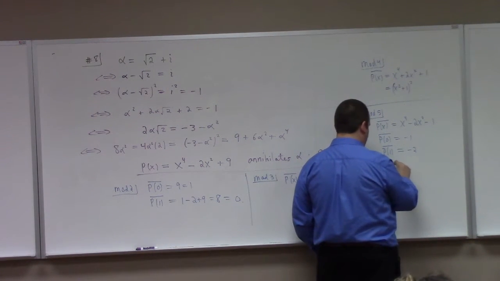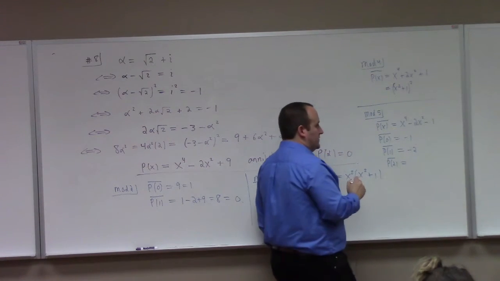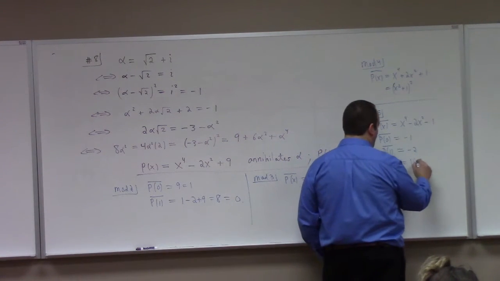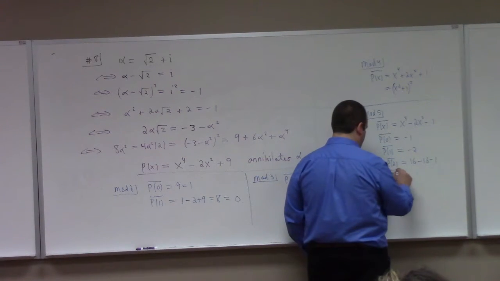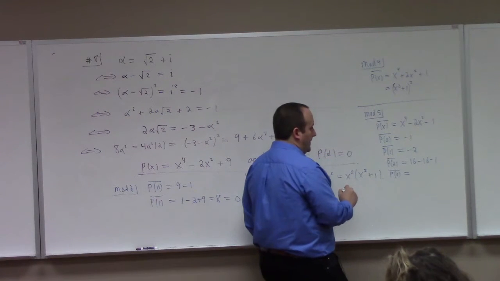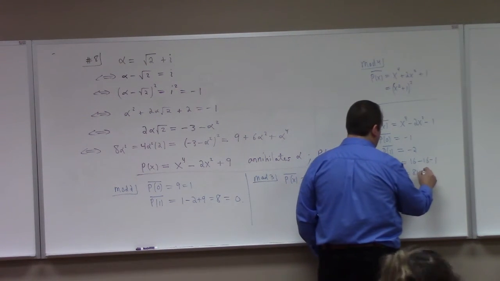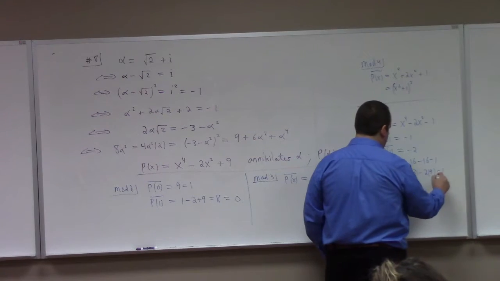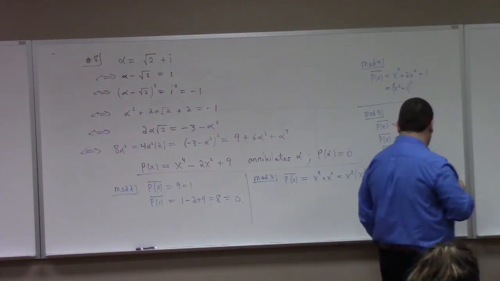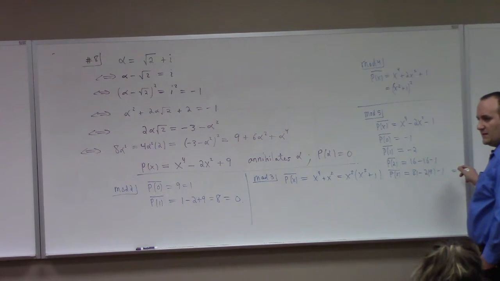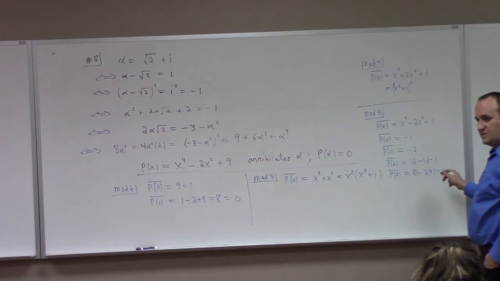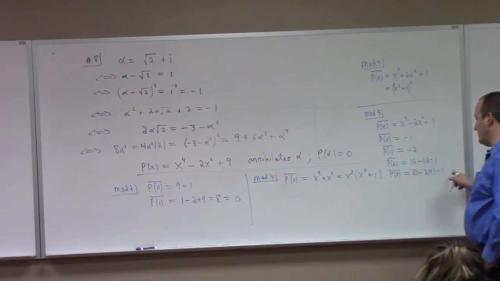Plug in 2, 16 minus 16 minus 1. Plug in 3, 81 minus 2 times 9 minus 1. 5 is pretty nice, by the way, because we know how to do arithmetic with 5 pretty well. Most of us are pretty good at arithmetic mod 5. It's a good choice, maybe even better than 4 or 3.